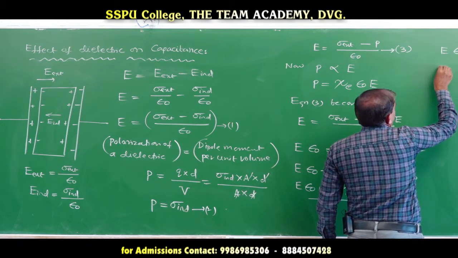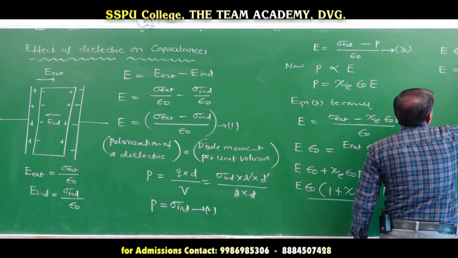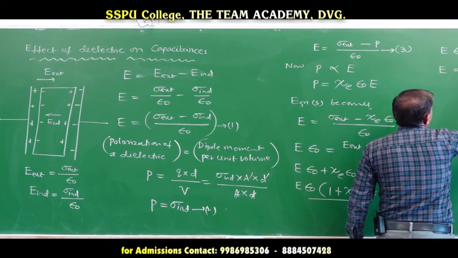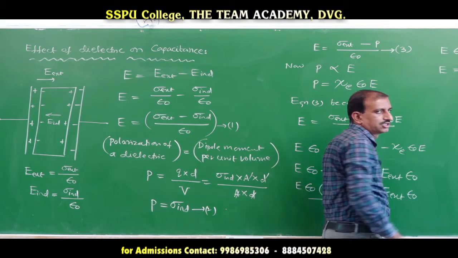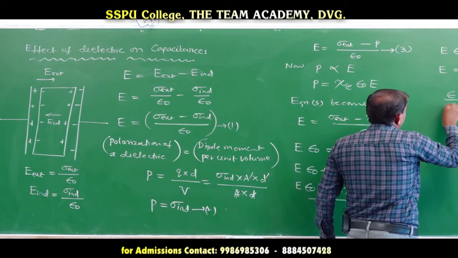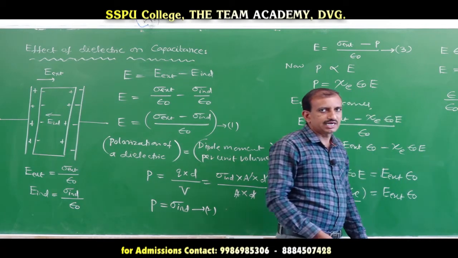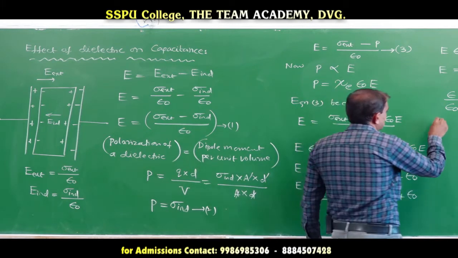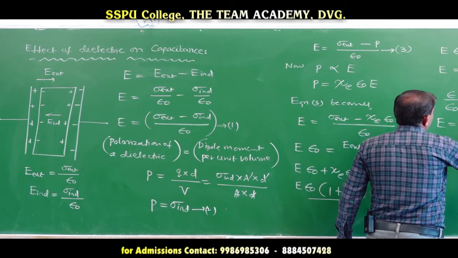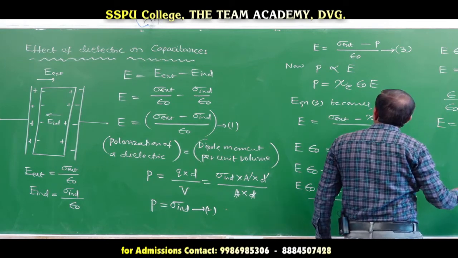Therefore, E is equal to E external divided by epsilon by epsilon naught. This ratio, epsilon by epsilon naught, is equal to K. This is called the dielectric constant of the medium. Therefore, E is equal to E external divided by K. This is equation number 4.